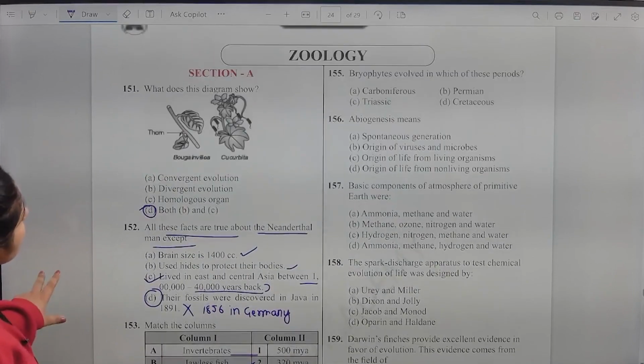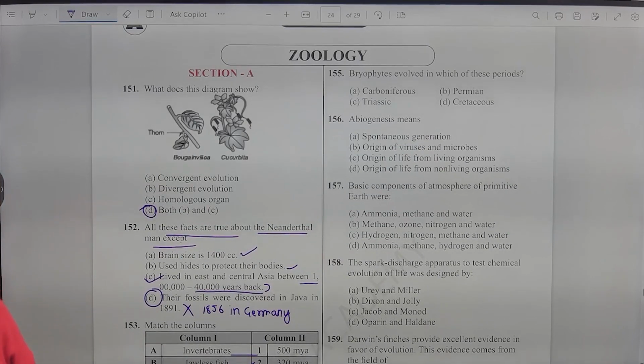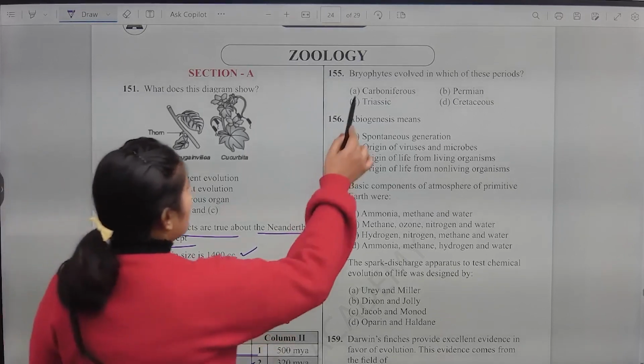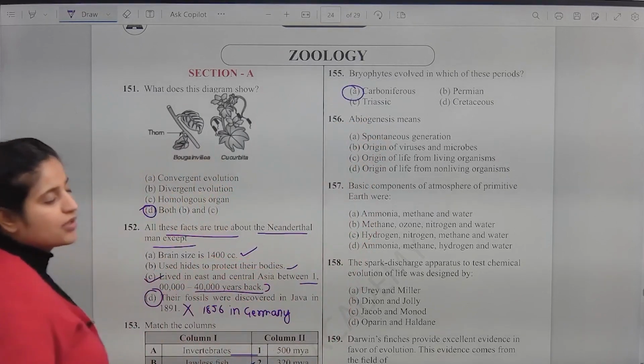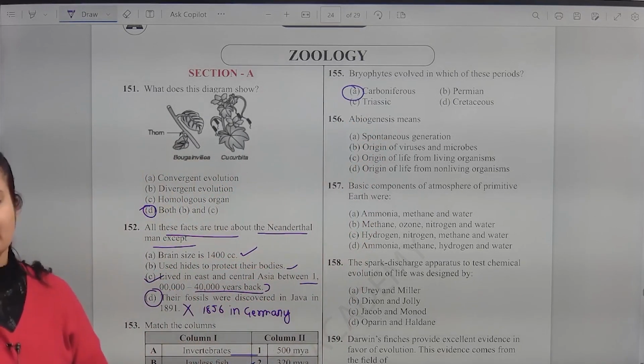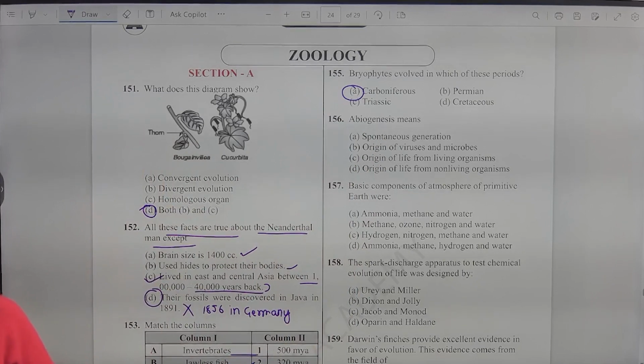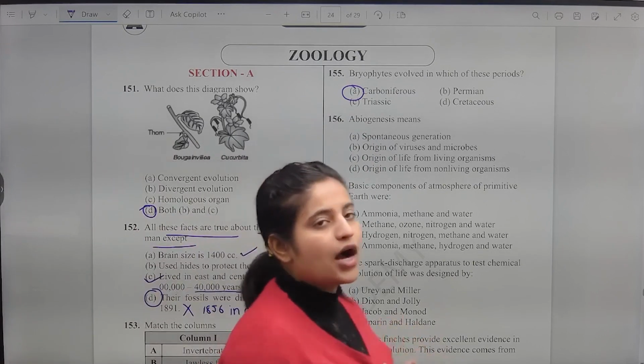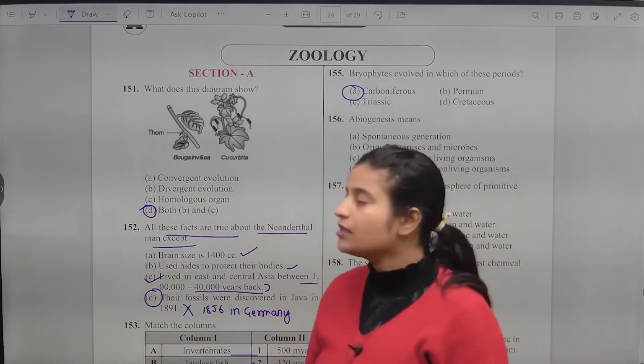Okay. Next is, bryophytes evolved in which of these periods? The correct answer is Carboniferous. This is the period when the first seed plant occurred, and also this is the period of the ancestral gymnosperm forms and your bryophytes. They all originated during this period only.